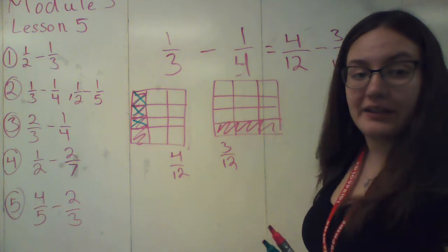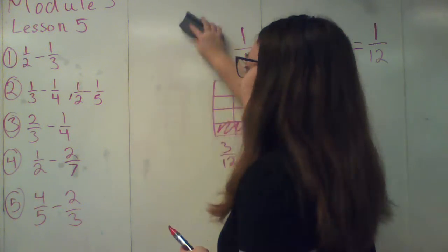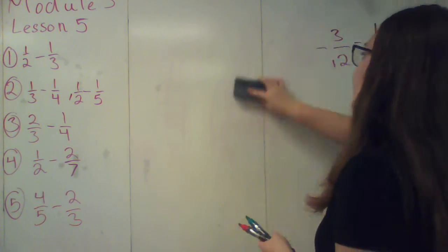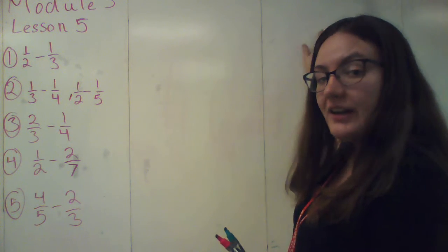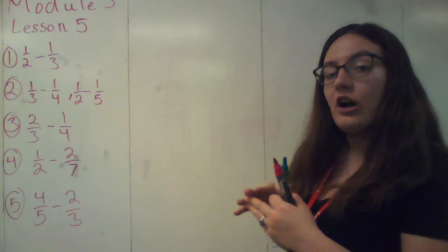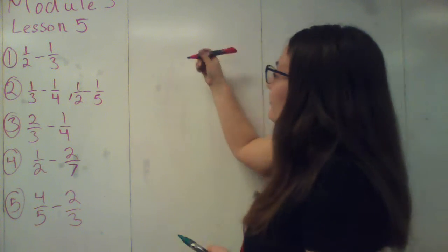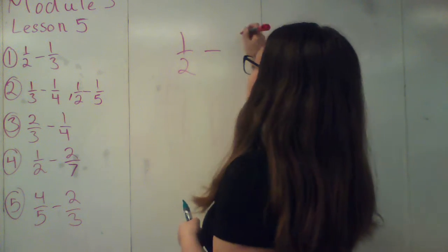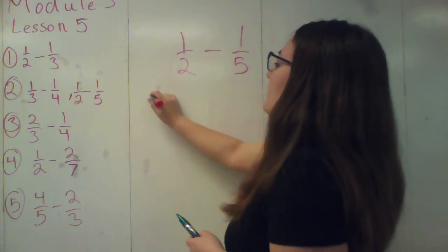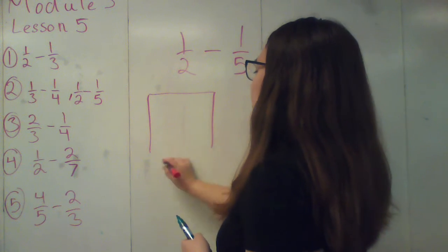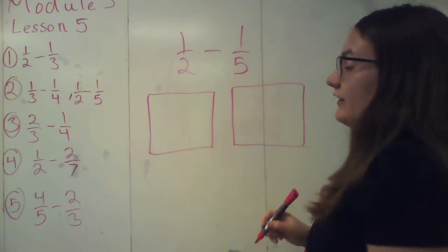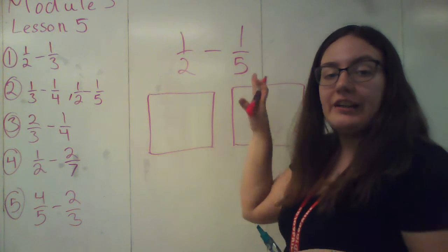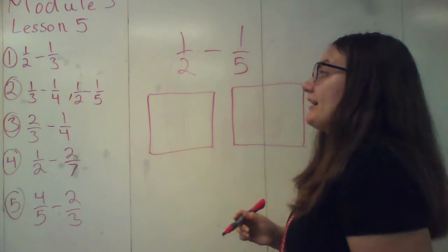For this next part, I would like you to try this problem on your own after I have it written on the boards. And just think about what we've written so far. I would like you to do it numerically and then also with the pictures by crossing out the boxes. So I have a half minus a fifth, and I'm going to draw the model for the half and the model for the fifth. Remember, I want you to pause the video, try this one on your own, and then come back together.